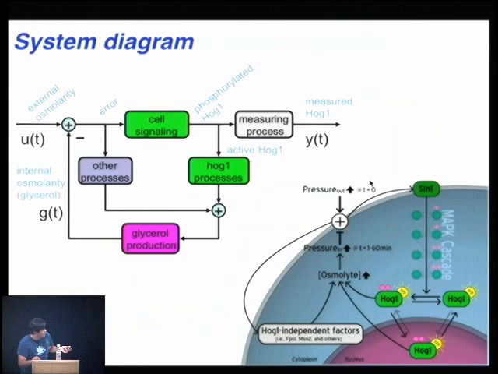So drawing an abstracted engineering diagram of the same process looks as follows. You have the system input U of t, and then you have a protein in the membrane that measures the difference. That gets fed into the cell signaling box, which corresponds to the cascade here, resulting in phosphorylated HOG. And then HOG and the HOG-independent mechanisms both serve as inputs to glycerol production. And this is what closes the feedback loop. So you can see here that there are at least 2 very basic negative feedback loops, one that goes through HOG1 and the other one that is independent of HOG1.